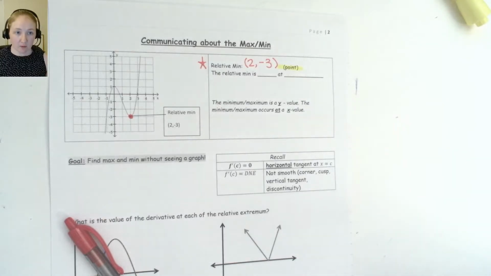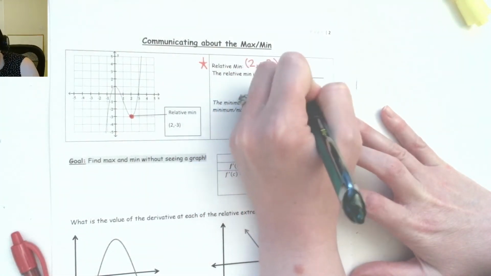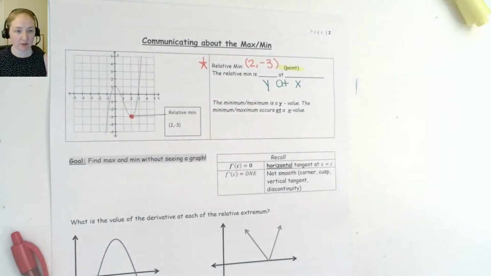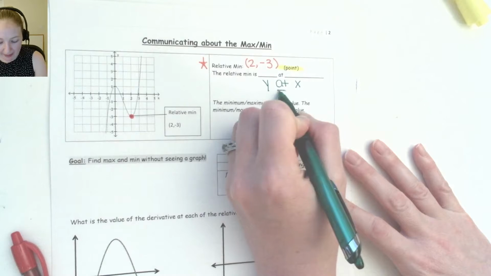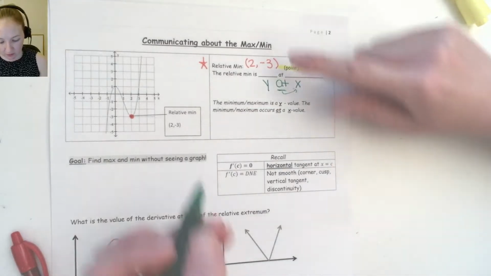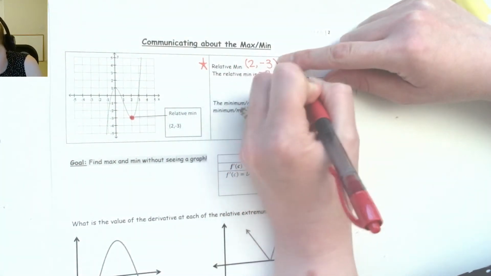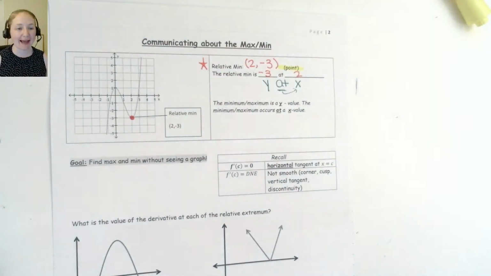The other way that we can communicate about max and min is with a sentence where we say that the relative min is the y value at the x value. So the key preposition here is that word at. It always happens at the x value. So here when I have the relative min, where I have this point, it would be the relative min is negative 3, and that happens at 2.